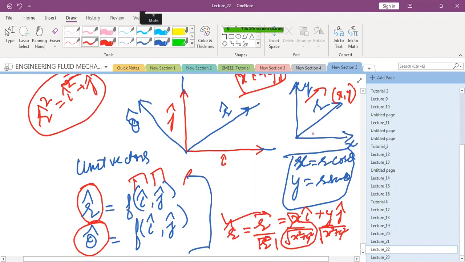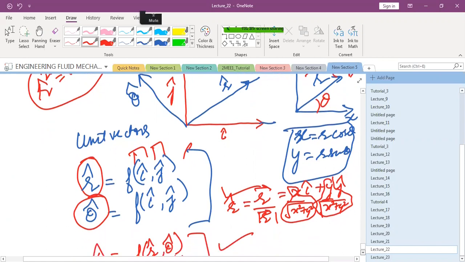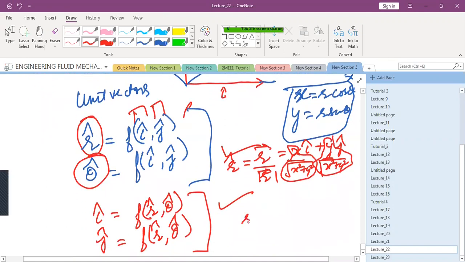Sir, if this is theta, x by r बन जाएगा. Cos theta. And what is this? Sin theta. So what do you get r cap as? Cos theta i cap plus sin theta j cap. Can you find out theta cap now?